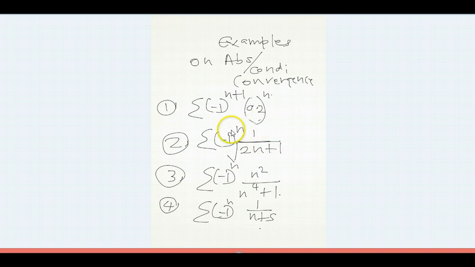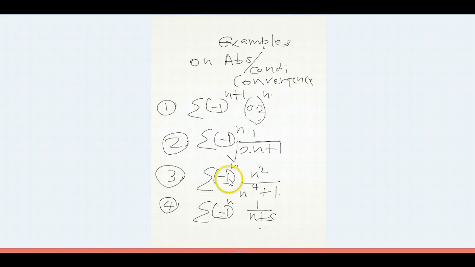So we found the absolute value series divergent here. So step 2 is divergent. Step 1 is convergent, step 2 is divergent. So the full series, the original series, is conditionally convergent. Now let's go to the third one.